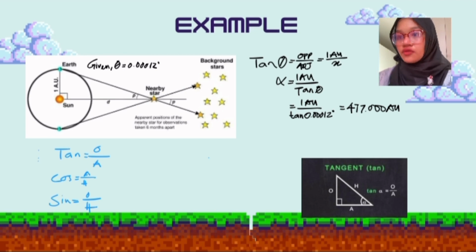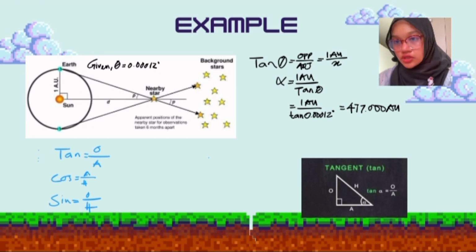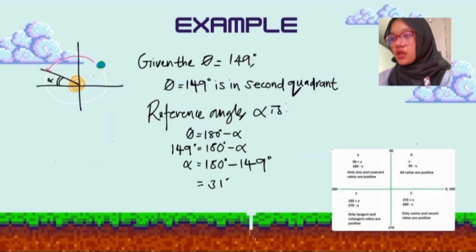After moving it aside, look at this: 1 AU over 10. We were given the angle of 0.0012, and after that we just put it in, which is 1 AU over tan 0.0012. After putting the calculation in the calculator, we will get 477.00 AU.